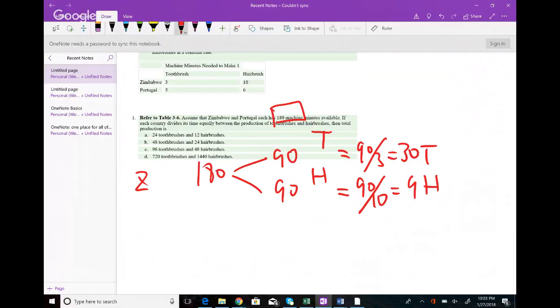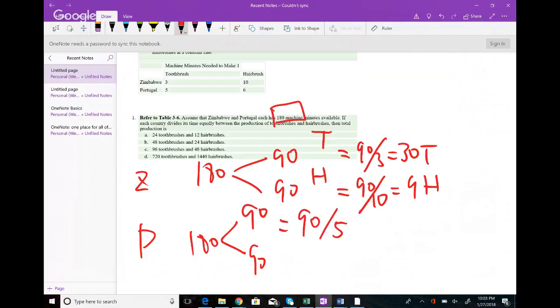Now for Portugal, again, they're going to divide the time equally, half and half. So 90 for toothbrush, 90 for hairbrush. For Portugal, every toothbrush requires 5 minutes. So 90 divided by 5, that's going to be 18 toothbrush. And then for hairbrush, they're doing 90 divided by 6, which is 6 minutes for each hairbrush. That should give you a total of 15 hairbrush.